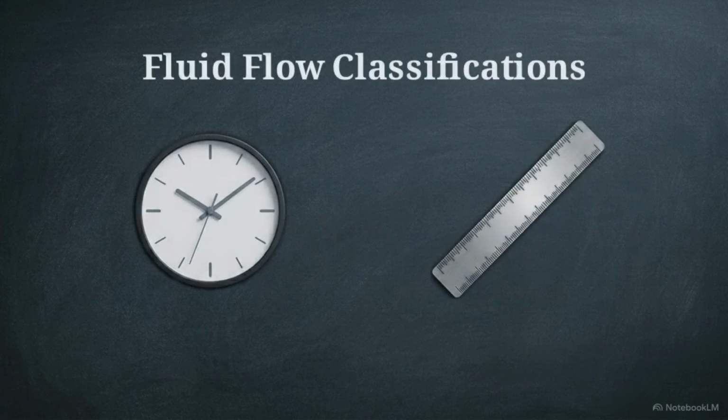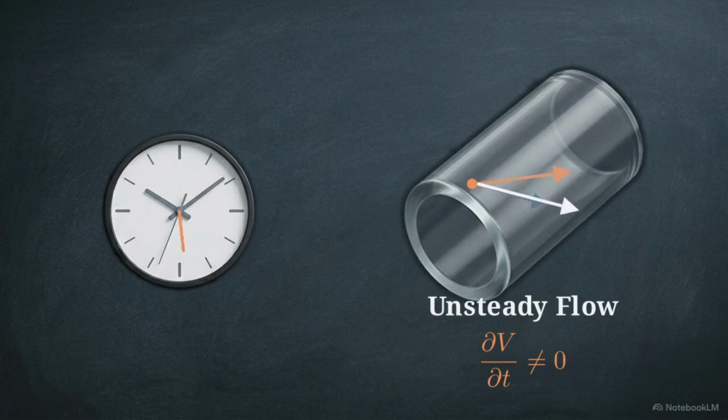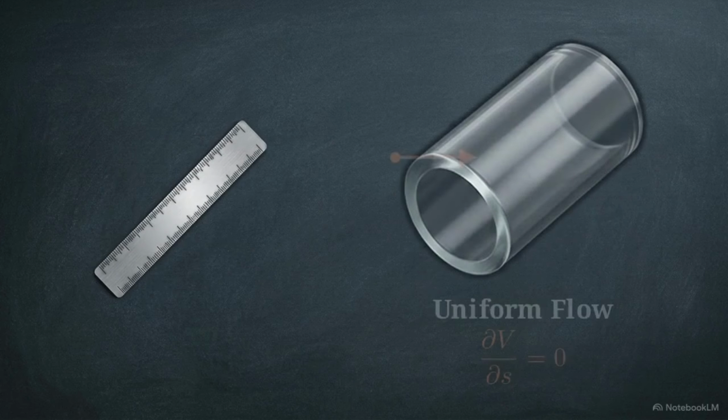We can simplify the most common classifications by isolating them into concepts of time and space. We anchor steady flow to time. If the velocity at a specific point in a pipe never changes as the clock ticks, the flow is steady. If the speed or direction at that point fluctuates over the next hour, it's unsteady. We anchor uniform flow to space.